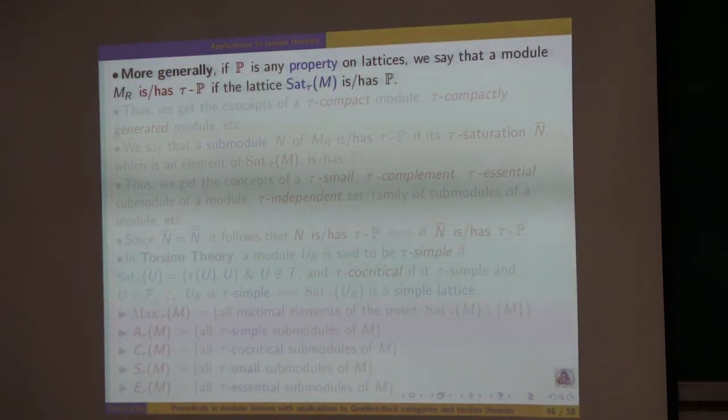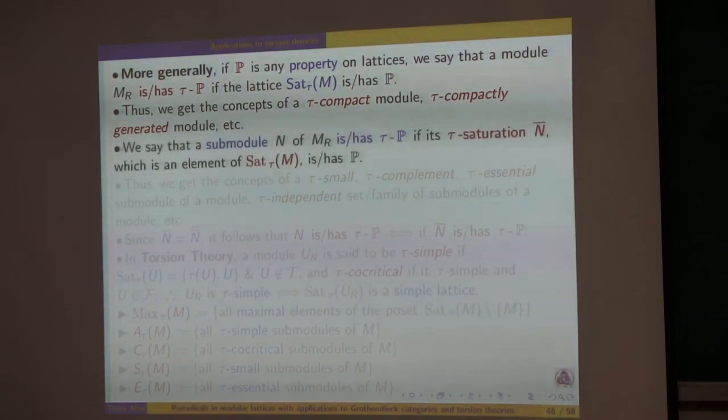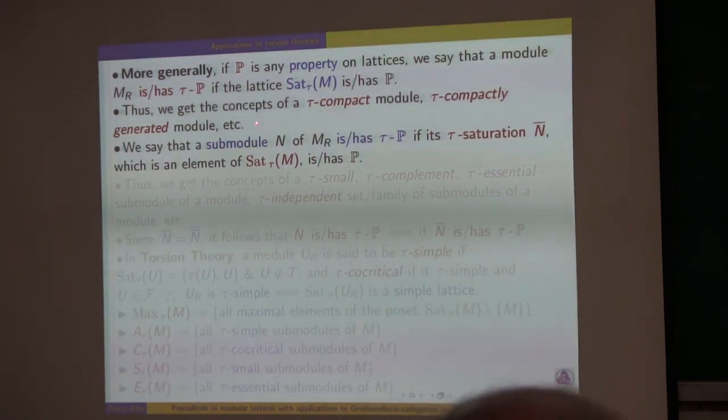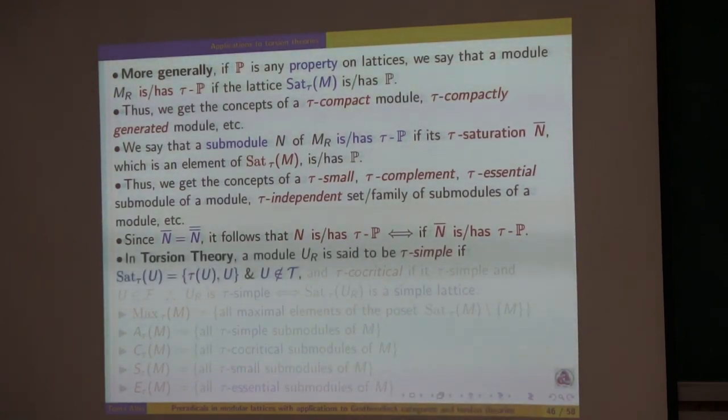If we have any property P of the lattice, we say that the module has tau P if its lattice has P. So we can get the concept of tau compact, tau compactness, and so on. We say the submodule N has tau P if its saturation, which is the element, has P. So we can get what is tau small, tau complement, tau essential, and so on.